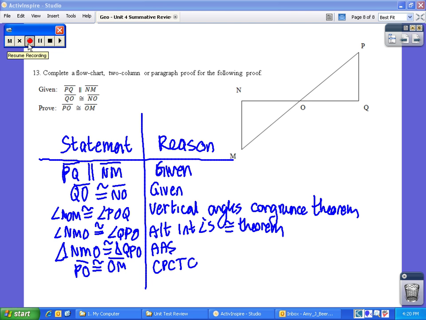And here's the two-column proof. Remember to label everything that's congruent on your diagram for full credit on tomorrow's test.